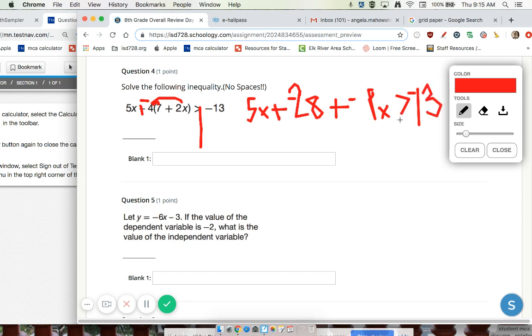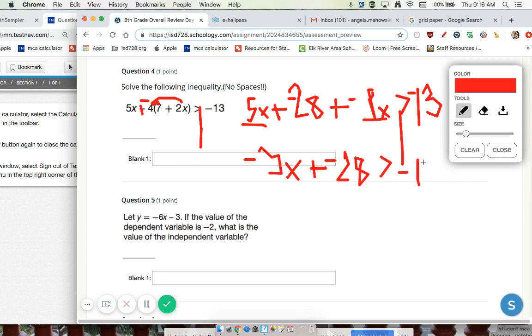Okay, so now our strategy is to combine like terms on the same side. So on the left side, it looks like I can combine 5x and negative 8x. So 5 and negative 8 is a negative 3. So negative 3x plus a negative 28 is bigger than negative 13.